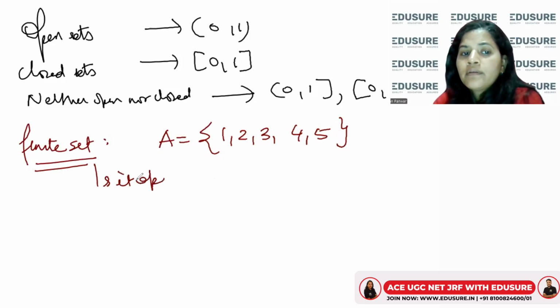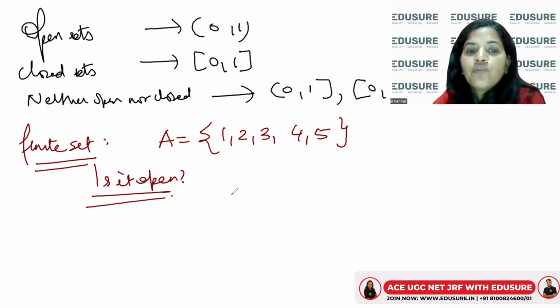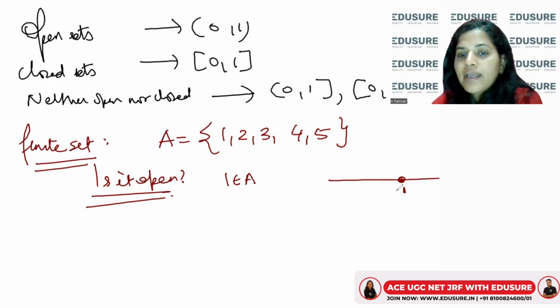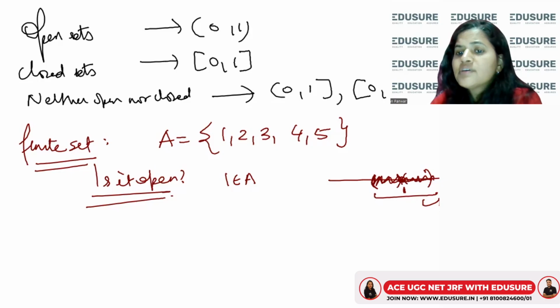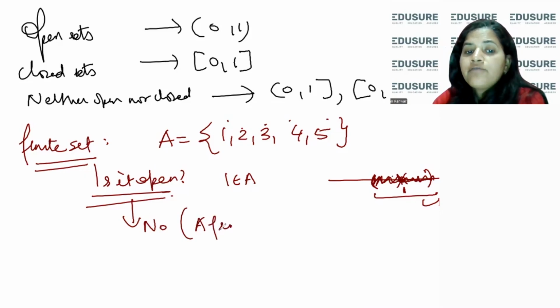Is it open? What is the definition of an open set? For every element in A, there has to be an interval around that element which is inside it. Okay. So 1 belongs to A. Now, if I put 1 on the real number line, there should be an interval, no matter how small it is. This interval contains elements less than 1 and more than 1, but less than 2. And this particular interval is not inside A, because A only contains 5 elements, 1, 2, 3, 4, 5. So whatever element I choose, I will never be able to find an interval containing that element which is contained in the set. Therefore, a finite set is never open.